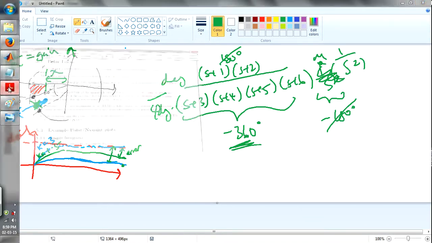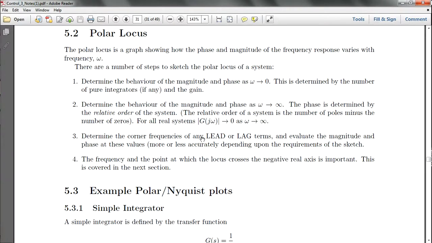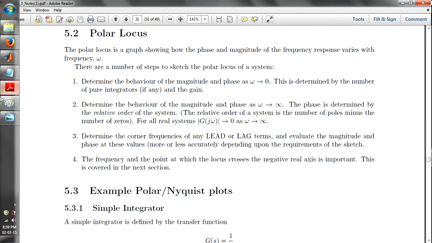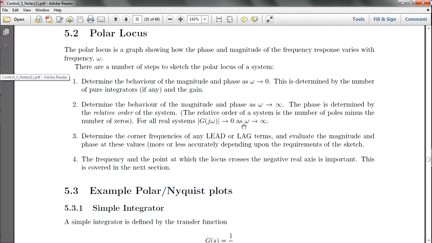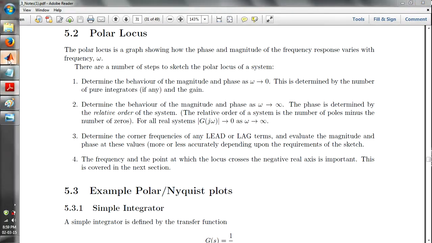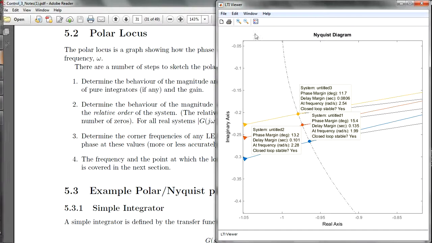So this is the case, and then let's go back here. This is actually what this is talking about: for the system, G(j omega) as omega goes to infinity. We are only talking about from 0 to infinity, that's all. We didn't talk about the negative side.